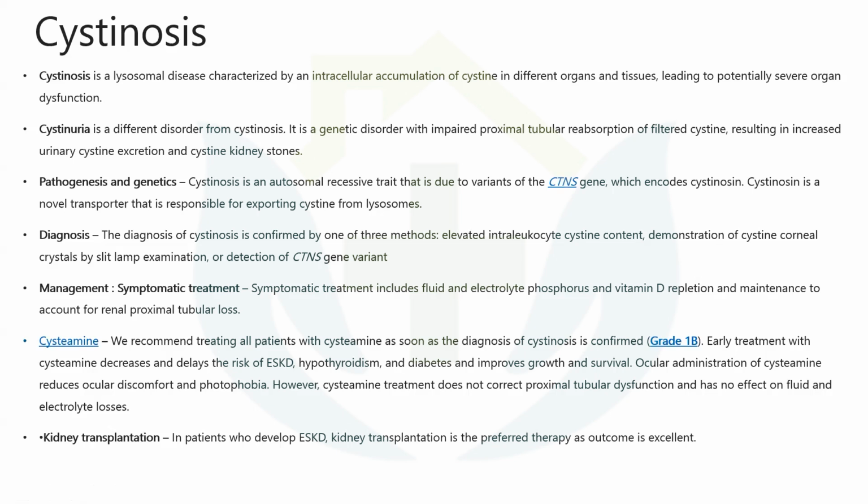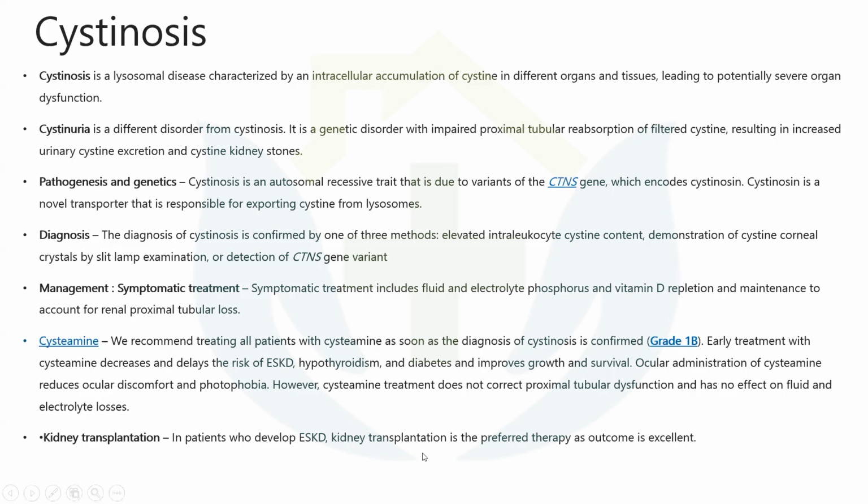What is cystinuria? Cystinuria is a different disorder from cystinosis, where basically the defect is not in the metabolism or cellular accumulation. It's basically an excretion problem. There is impaired tubular reabsorption of filtered cystine, which is already in the urine. Since it is not reabsorbed, it will finally be excreted in the urine, and so there will be a higher concentration of cystine in the urine, which causes cystine kidney stones. So that's the pathogenesis in cystinuria.